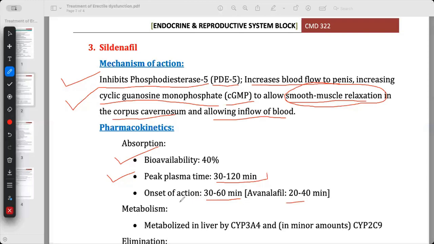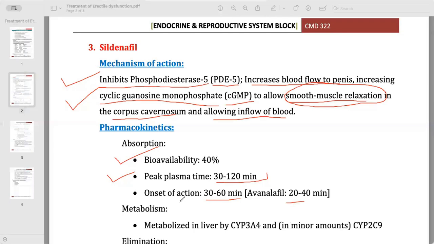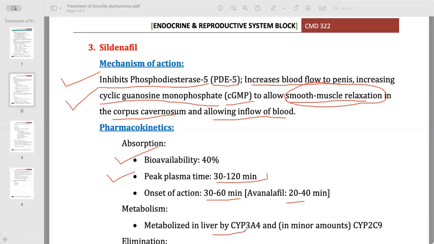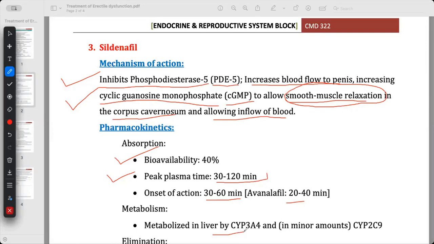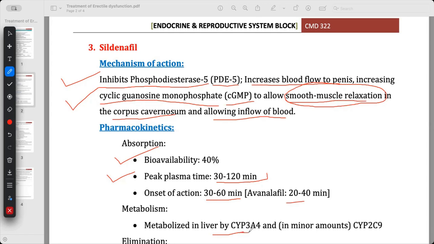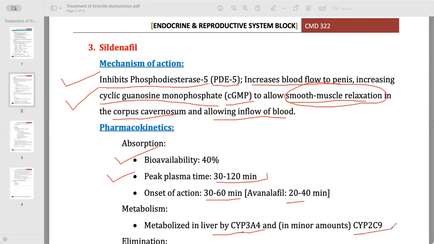Metabolism. The sildenafil drug is metabolized by the liver cytochrome P450 family, and amongst the P450 family, CYP3A4, and a minor amount with CYP2C9, are the enzymes for the metabolism.